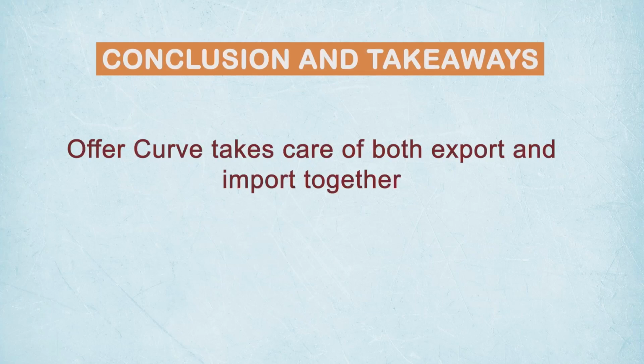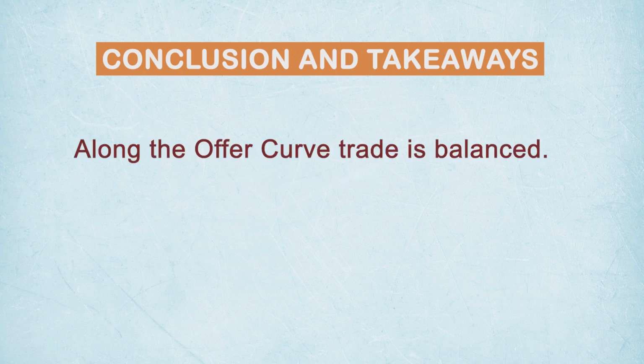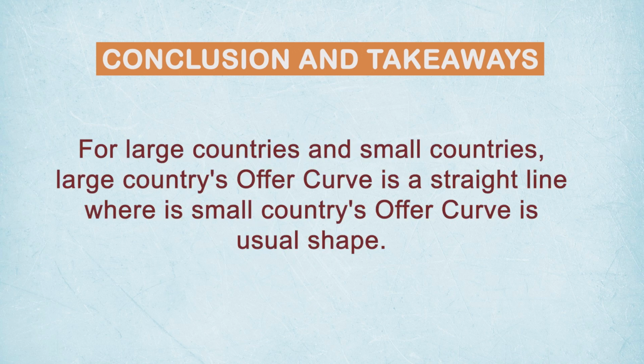So at the end, the takeaways for this module are that the offer curve takes care of both export and import together. It is derived based on PPF, CIC and the price ratio, and along this offer curve trade is balanced. From these two offer curves we get the equilibrium terms of trade, following which both the trading partners can trade with each other. And for the large country and small country, students, I am reiterating that please remember, the large country's offer curve is a straight line, whereas the small country's offer curve is of the usual shape. So that's all regarding the offer curve as of now. If needed, we will discuss more regarding the offer curve in future modules.